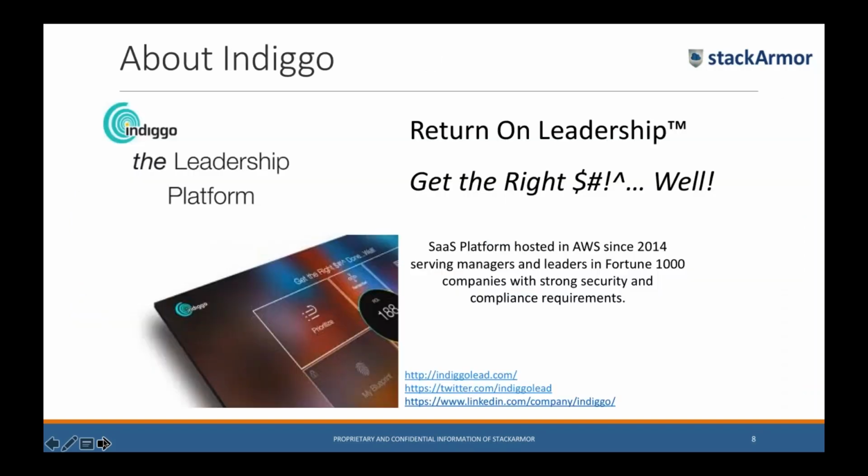So at this stage, I want to switch it over to one of our customers and have Dan Allison, who is the Chief Technology Officer, talk a little bit about how they successfully migrated to the cloud and how they have been successful in staying secure on the platform. Dan, I want to turn it over to you. Tell our audience a little bit about your background and, more importantly, about the Indiggo Leadership Platform and what you do for your customers. Sure. Thank you, GP.